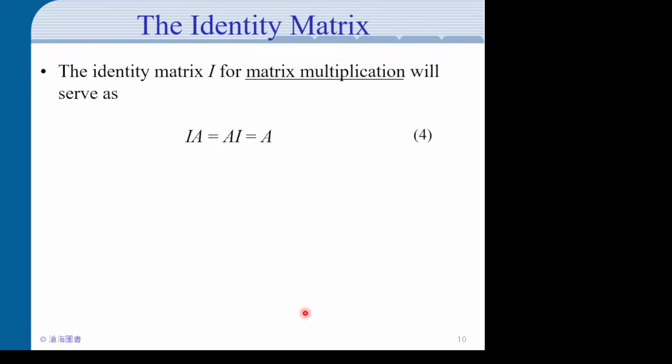Then let's talk about a more important thing, the identity matrix. So the identity matrix is the identity for matrix multiplication, and it's an identity on both left and right.